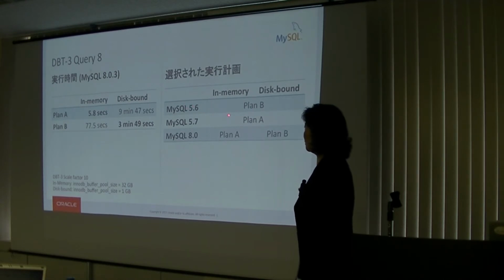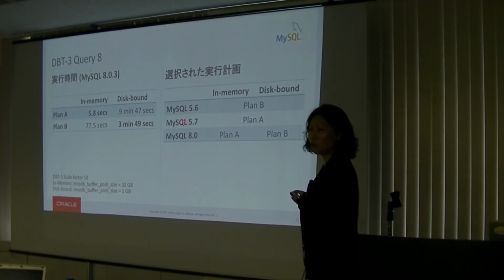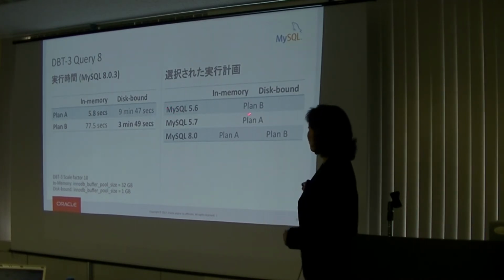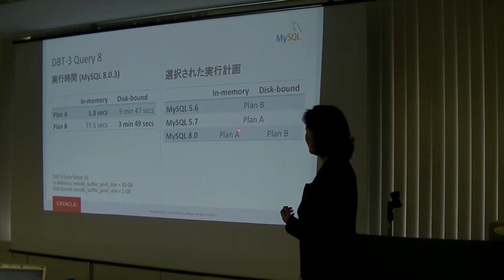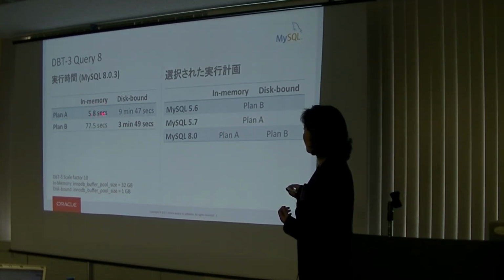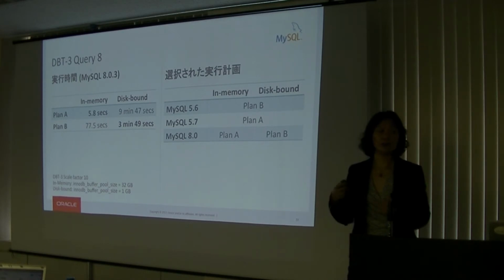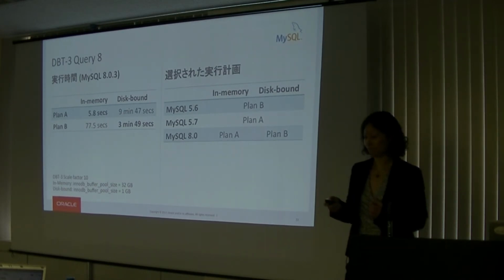In 5.6 and 5.7, the optimizer doesn't know if the data is in memory or on disk. So it chooses a different plan because it doesn't have the statistic. 8.0 will choose plan A when the data is in memory, and choose plan B when the data is on disk. So the optimizer will be able to make the intelligent choice based on where the data is.